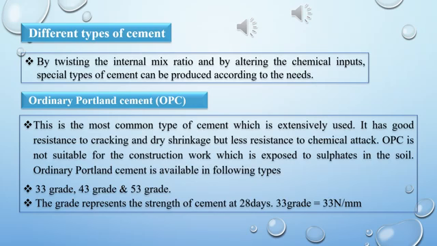So students, we have discussed ordinary Portland cement, OPC. I'm going to repeat it again. OPC is the most extensively used cement, which is resistant to cracks and shrinkage, but it is not resistant to chemical attack, so we cannot use it in soil where there is a lot of or excess of sulfates. Ordinary cement is available in different grades: 33 grade, 43 grade and 53 grade.